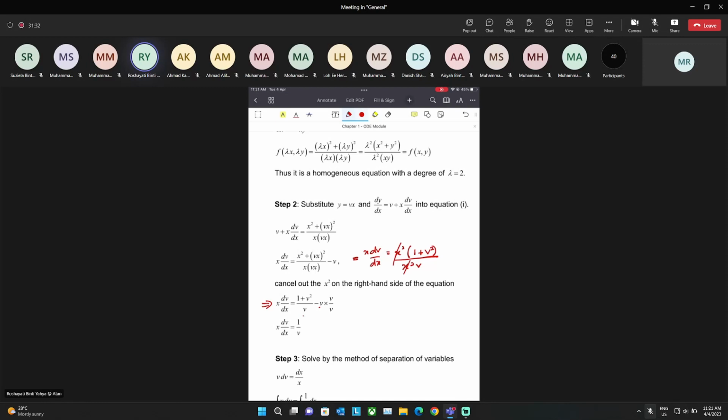So here, v just now, we multiply with v over v. Why? Because we want to get the same denominator, because this is over v, minus v. So times v over v meaning that times 1. So that you can have x dv/dx equal to (1 plus v squared minus v squared) over v. And then you can cancel this out. You will get 1 over v.